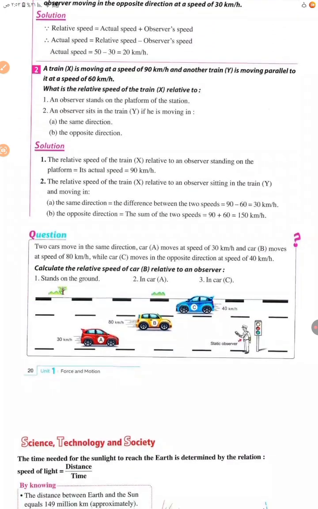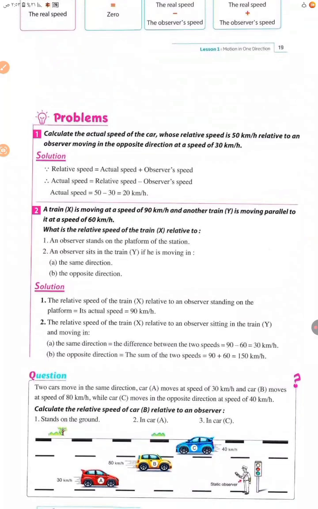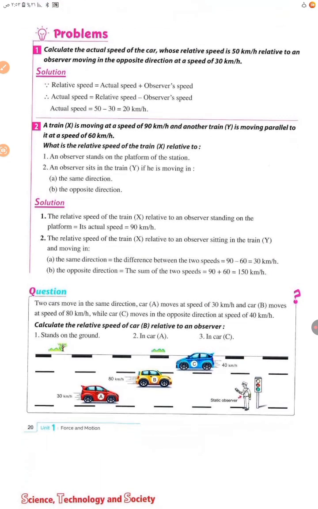ودي problems سهلة. Calculate the actual speed of the car whose relative speed is 50 km per hour relative to an observer moving in the opposite direction at a speed of 30 km per hour. Solution: the relative speed equals the actual speed plus the observer's speed. ومنها the actual speed equals the relative speed minus the observer's speed equals 50 minus 30 equals 20.